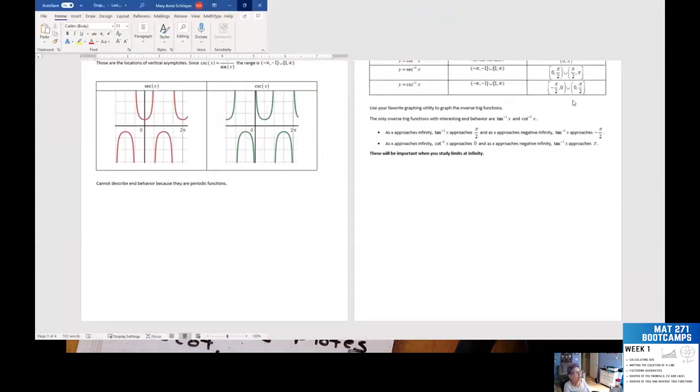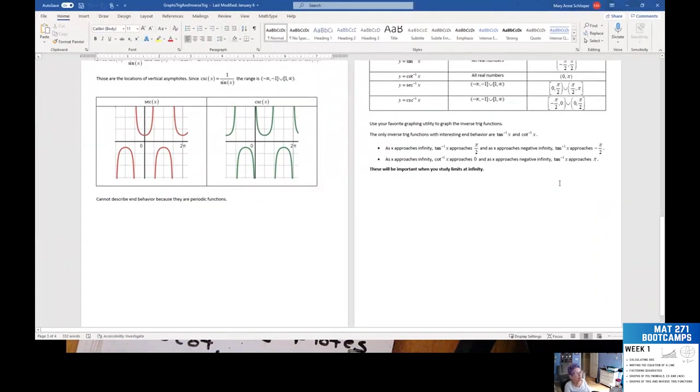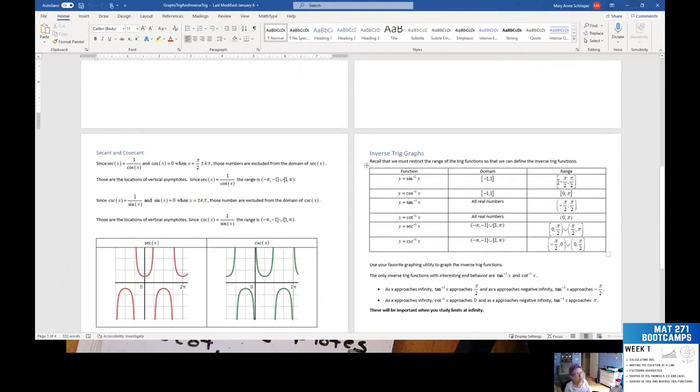Now, as for the inverse trig graphs, most of them I'm just going to let you plug into Desmos and remind yourself what they look like. Remember, inverse trig functions are kind of weird because in order to have an inverse, we have to limit their domain and range. So the domain of inverse sine is just -1 to 1 because the range of sine is -1 to 1. So we limit its range to be between -π/2 and π/2.